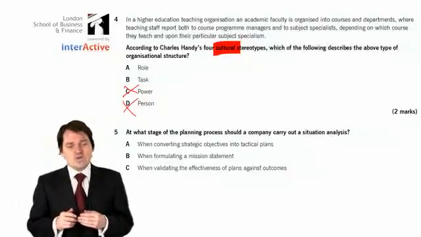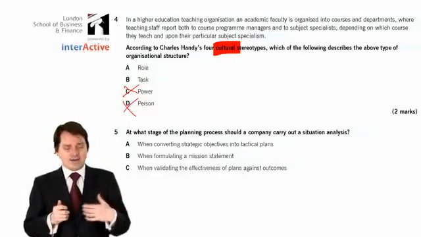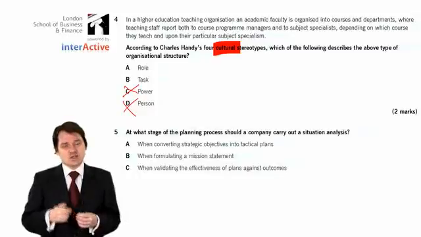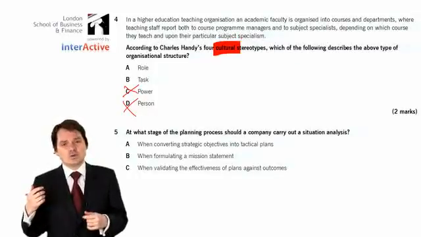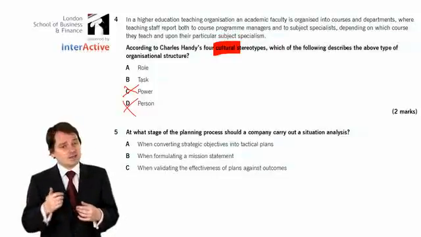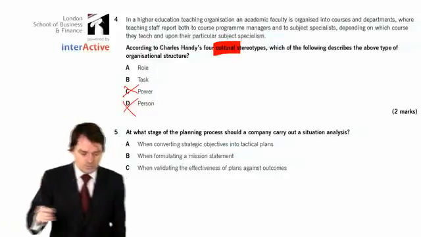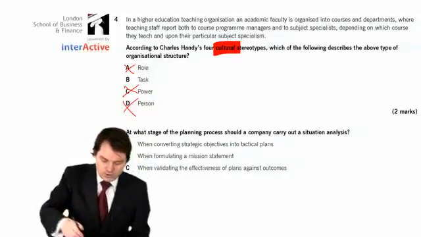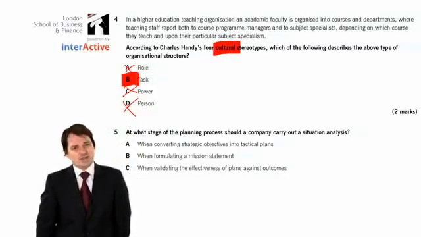Does it say that we have to follow a set of rules? Does it tell us, we have to teach in a particular way? No. All it says is that you've got to report to a subject specialist and you've got to report to a program manager. It doesn't say you're told how to do the teaching. So, it's not going to be A either. By a process of elimination, it's going to have to be B.